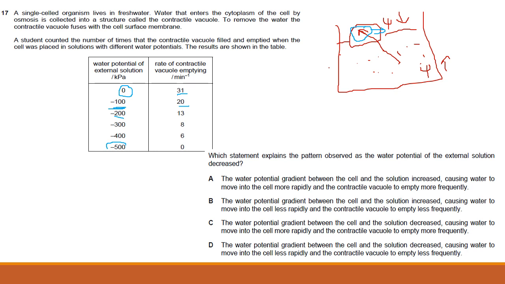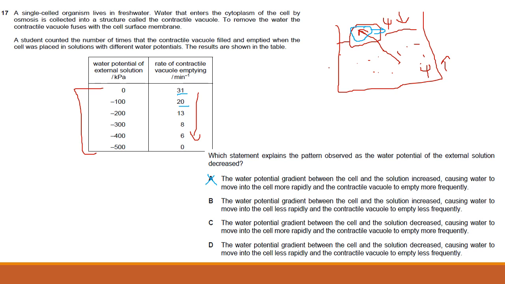All right, the water potential gradient between the cell and the solution increased, causing water to move into the cell more rapidly and the contractile vacuole to empty more frequently. That's not true. That statement already is not true, because we can see from the values we've been given, and I'm just going to erase these so you can see, that the water potential was decreasing. And the rate of emptying was also decreasing. So there's no way that answer is correct. The water potential gradient between the cell and solution increased, causing water to move into the cell less rapidly, and the contractile vacuole to empty less frequently.